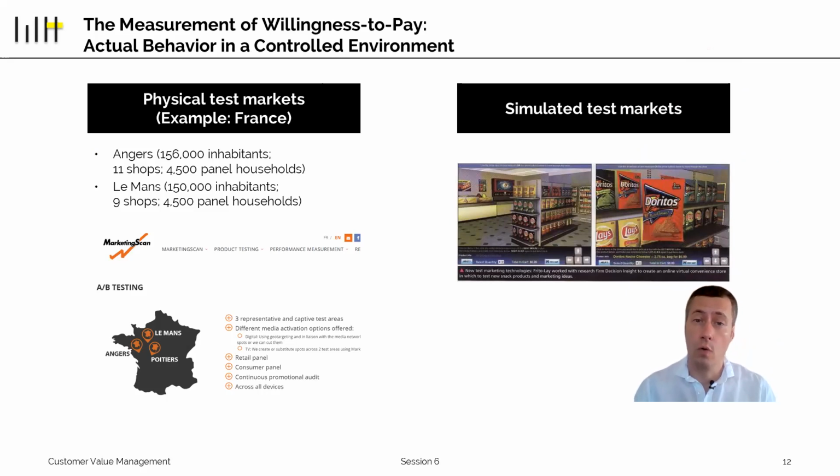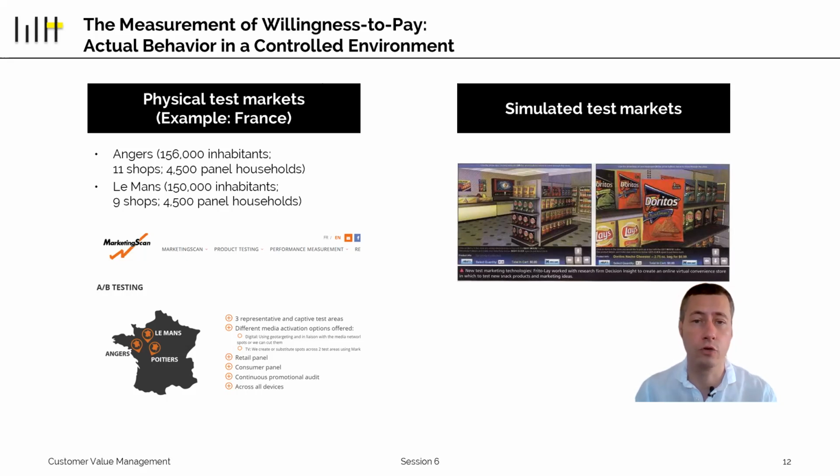These consumers know that this is a test market, so they may know that this is a very specific type of supermarket, but the supermarket looks exactly like a normal supermarket. And what is important is that the consumers do not know which specific product or price is currently tested there. You can use a physical test market, for example, when you want to introduce a new product.